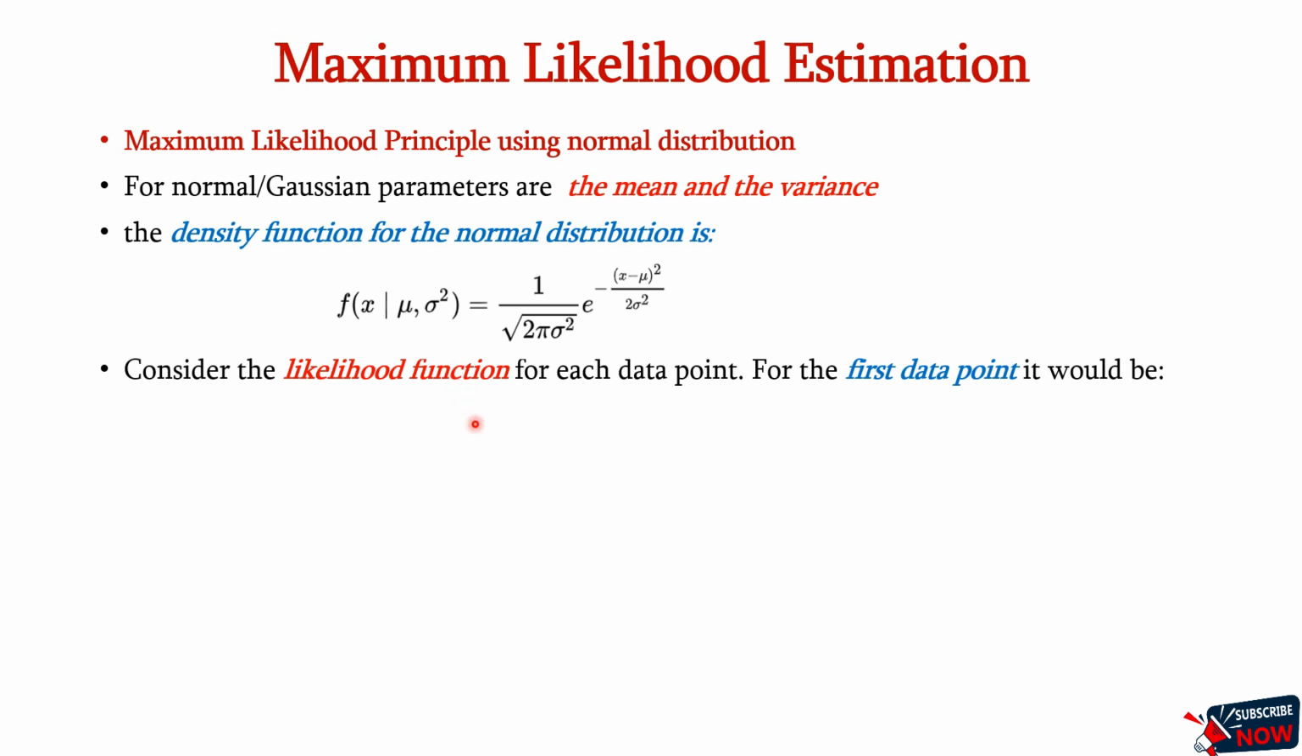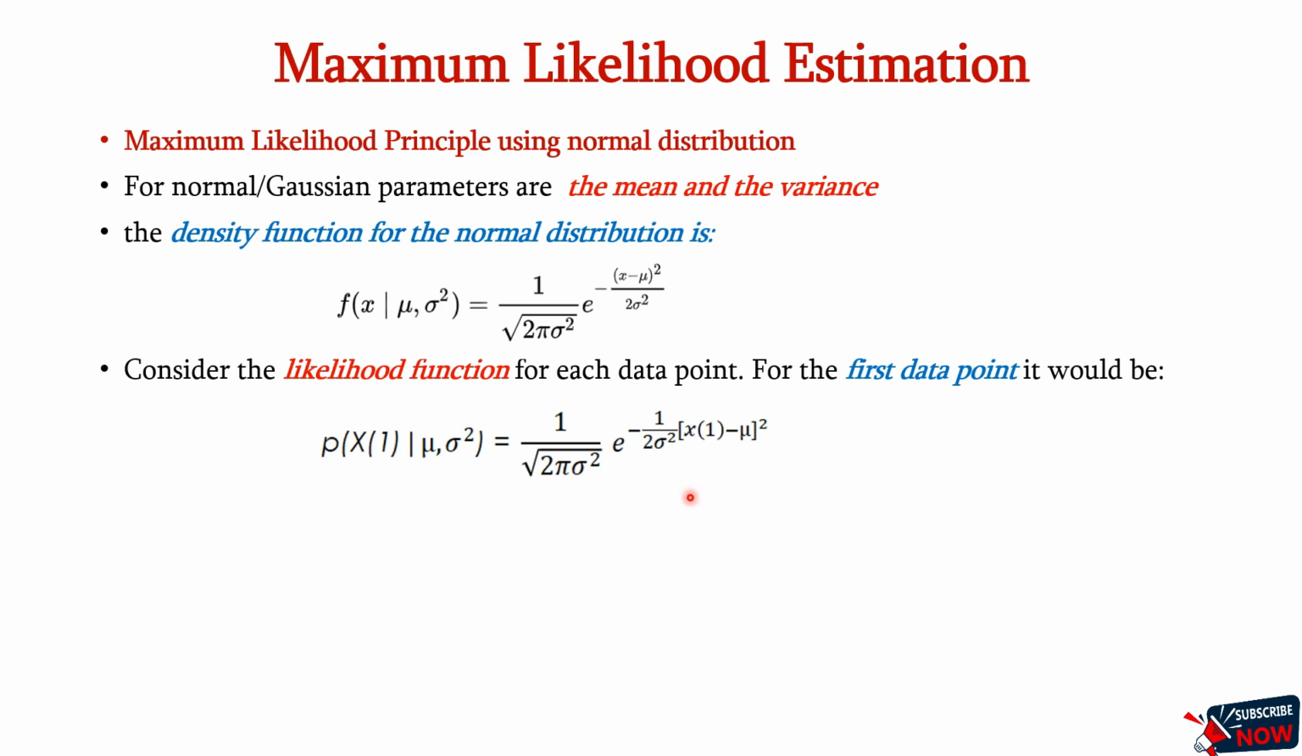Now let us consider the likelihood function for the first data point in a data set. So the equation can be modified as P of x of 1. So here instead of x we have x of 1 and the parameters are mu comma sigma square, and the formula is the same, except instead of x here we are mentioning it as x of 1 since we are considering the first data point. So this is the equation for the first data point.